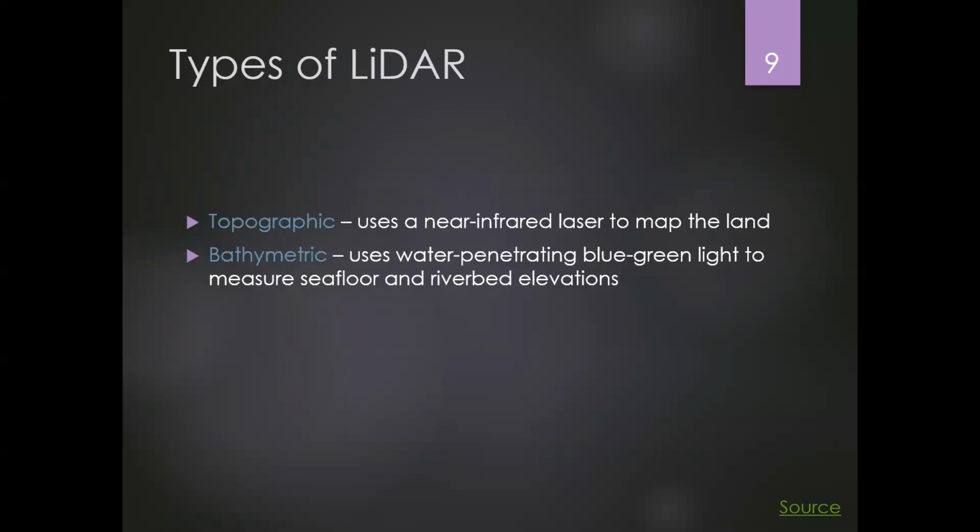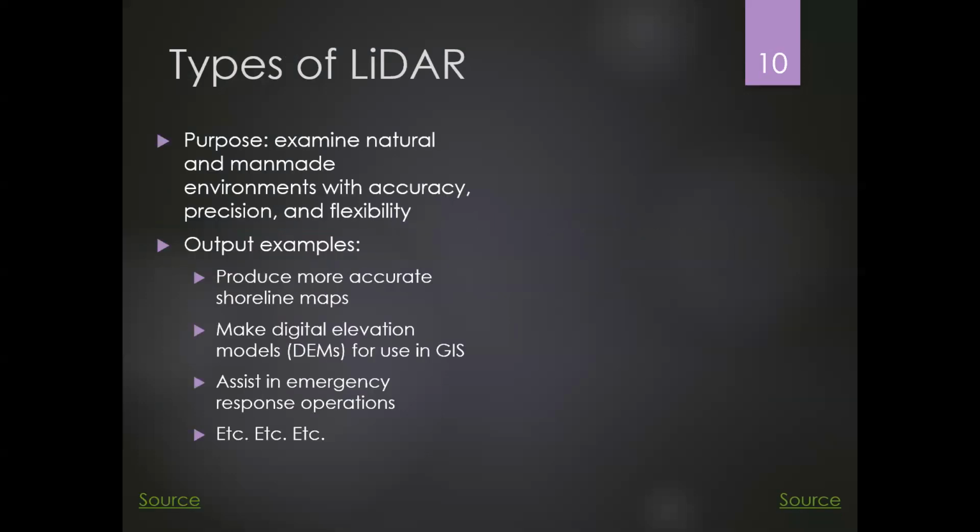Bathymetric LiDAR systems use water-penetrating blue-green light to measure seafloor and riverbed elevations. Again, it's for mapping. But since there is water, we want to penetrate the water and detect the information of what? Of seafloor and riverbed. Okay. So the purpose of LiDAR systems: examine natural and man-made environments with accuracy, precision, and flexibility.